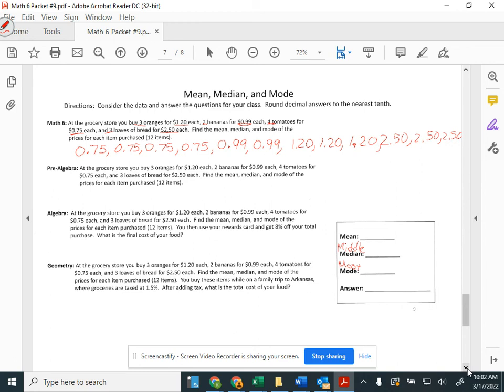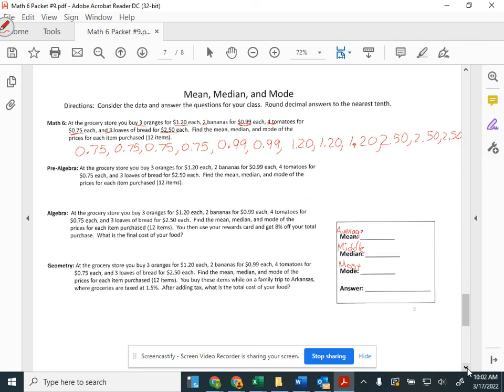And then to find the mean, you add all 12 numbers up and do what? Divided by how many numbers? Divide by how many numbers. So if I'm adding all 12 numbers up, I divide it by 12. The mean means average.